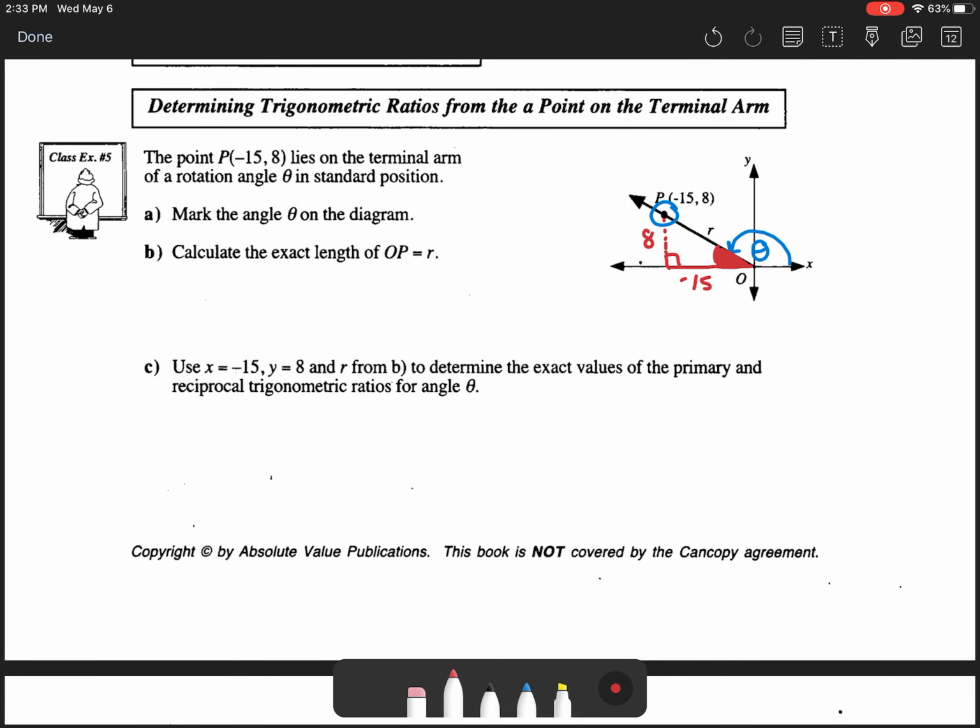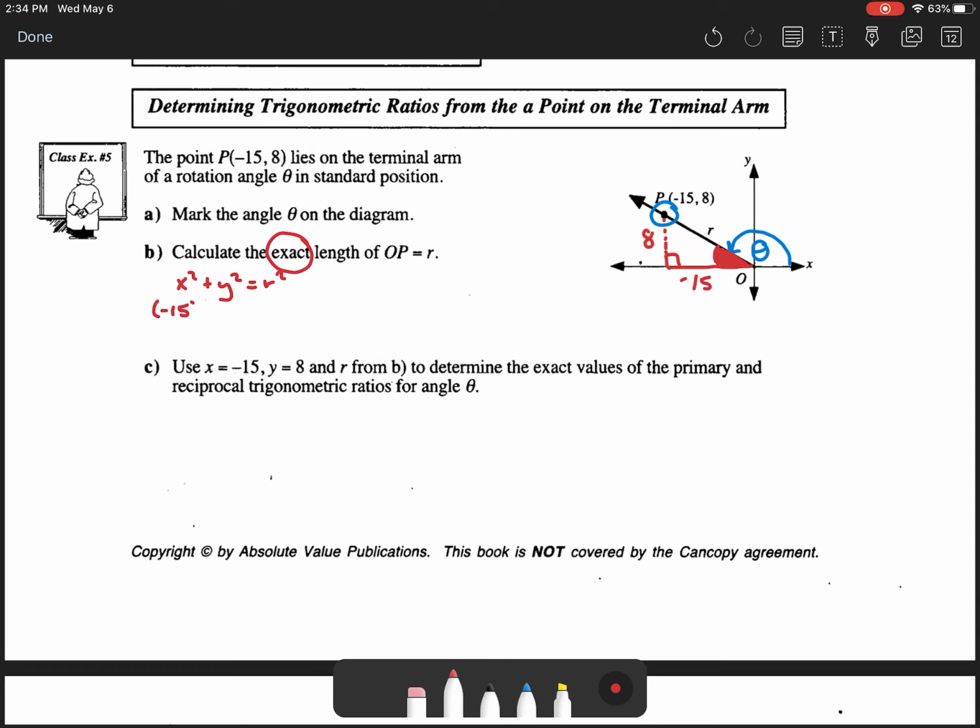So it says calculate the exact length of OP, which is r. So to do that, we're going to use the Pythagorean theorem, which we know is a squared plus b squared is equal to c squared. But because we're on the coordinate plane now, we're just going to say x squared plus y squared is equal to r squared. Same formula, just different letters.